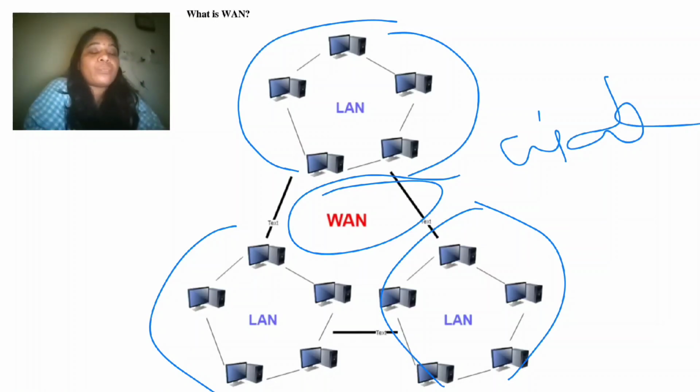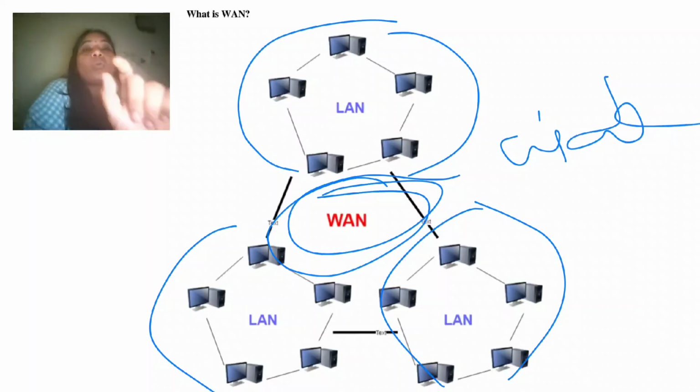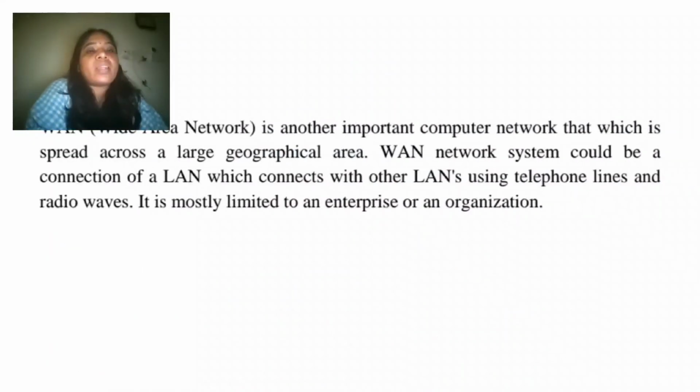So all the local area network connections are interconnected with this wide area network. Here this WAN is controlling all the local area networks. So this is the benefit of this WAN. And next, for a larger area, we can use this WAN, wide area network.